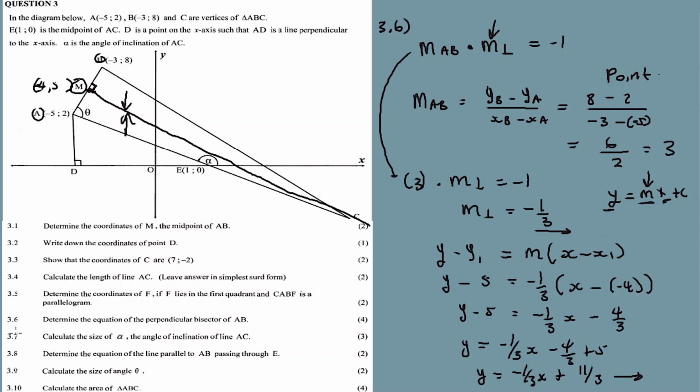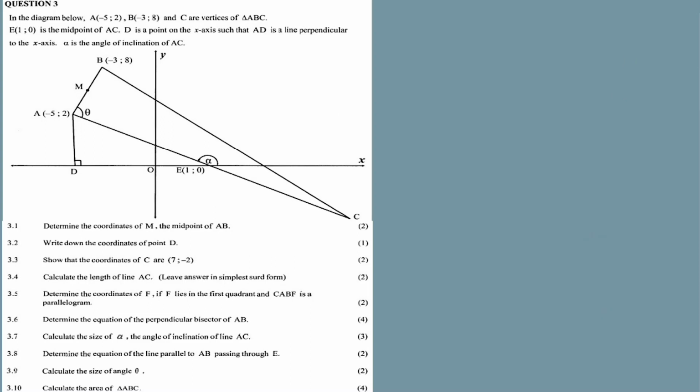Now 3.6, 3.7. We want the size of angle alpha, the angle of inclination. For 3.7, what do we want? The size of angle alpha. So angle alpha is the angle of inclination.